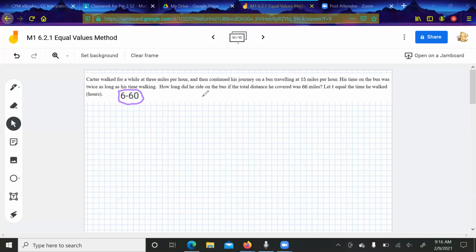Okay, so again, we're using distance equals rate times time. When you see a rate of miles per hour or kilometers per hour, that is your rate, right? That's a speed. Rate is the same thing as speed. So at first, Carter goes 3 miles per hour because he's walking. But then he takes the bus and he goes faster and longer, and he's going 15 miles per hour on the bus, okay? So this is how he travels.